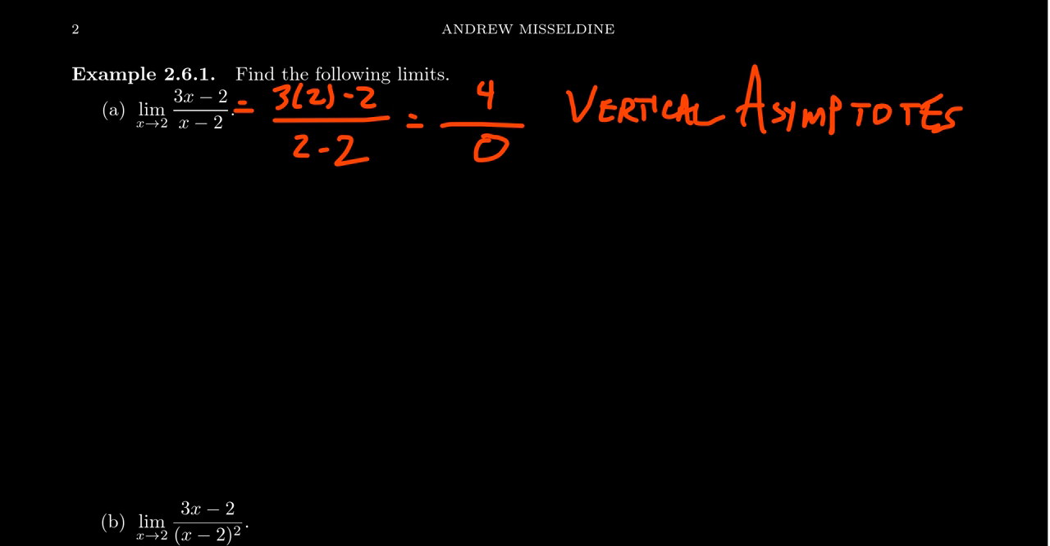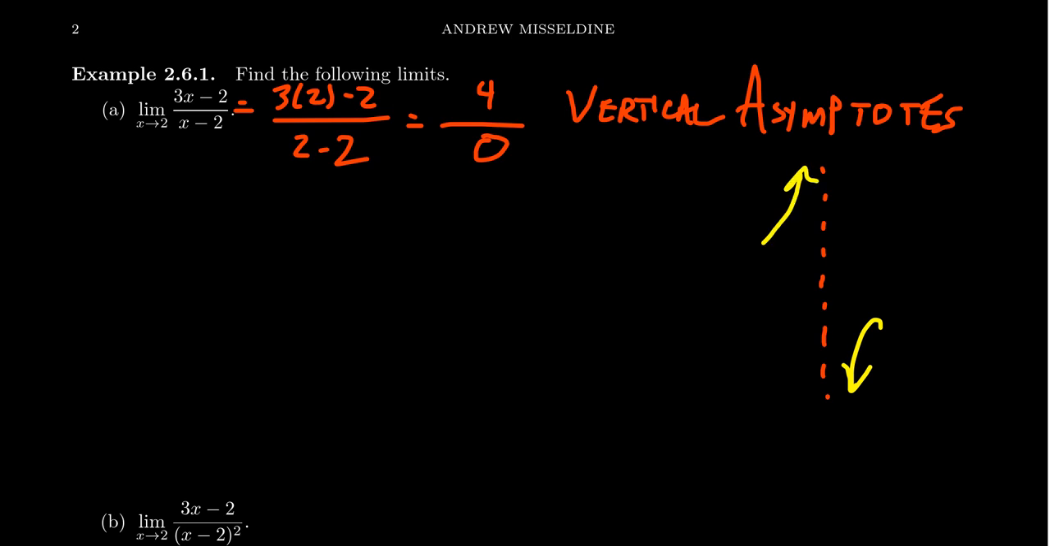So if we think about it graphically, what's our function doing? Well, is it maybe both sides of 2 go off towards infinity? Maybe one side goes to infinity, the other side goes to negative infinity. Maybe they both go down to negative infinity. Or maybe the right side goes to negative infinity, the left side goes to positive infinity.